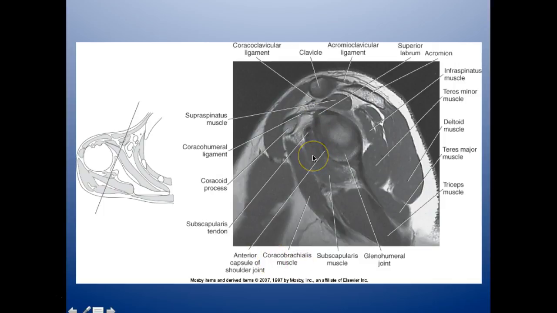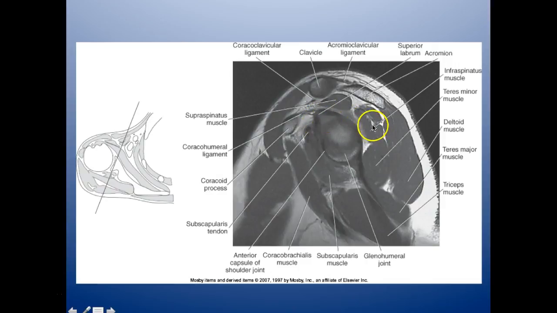Another sagittal. The radiologists really love these sagittal images. They're very confusing and take a while to deeply understand them, so don't be discouraged. So the coracoclavicular ligament is here. Here's the clavicle. Here's the acromioclavicular ligament. We've got the acromion. So going down, we have the superior labrum is right there.